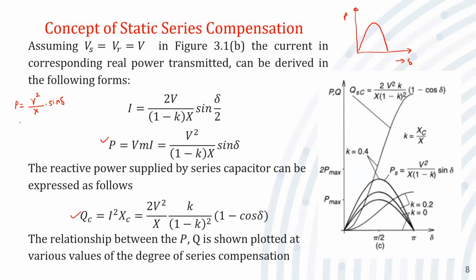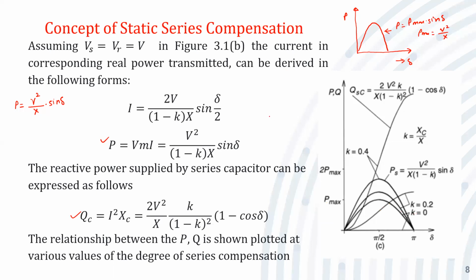So see, this equation is similar to the previous equation which we started: P is equal to V square upon X into sine delta. This equation implies without any compensation, neither midpoint shunt compensation nor series compensation. So this is the curve when K is equal to 0, and P is equal to P maximum into sine delta, where P maximum, from delta equal to 90 degrees, is V square upon X. So this is the first curve, when K is equal to 0.